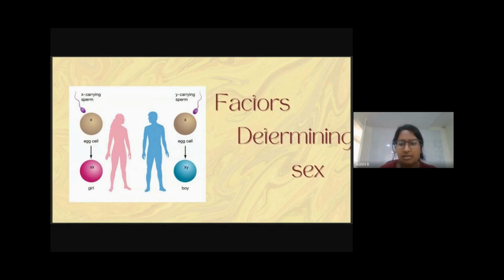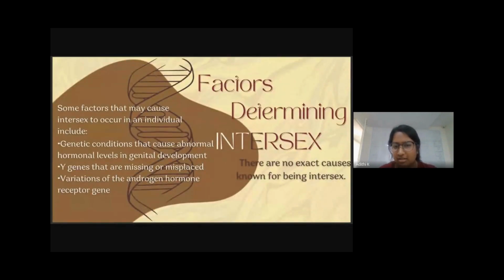So, the factors that determine biological sex. Sex is determined only through biological factors. Males have X and Y chromosomes, and females have XX chromosomes. If the X chromosome of the male meets the X chromosome of the female, then they produce a girl child. And if the Y chromosome of the male and the X chromosome of the female meet, they produce a boy child. And sometimes there are variations where this does not happen. That is how intersex people are born.